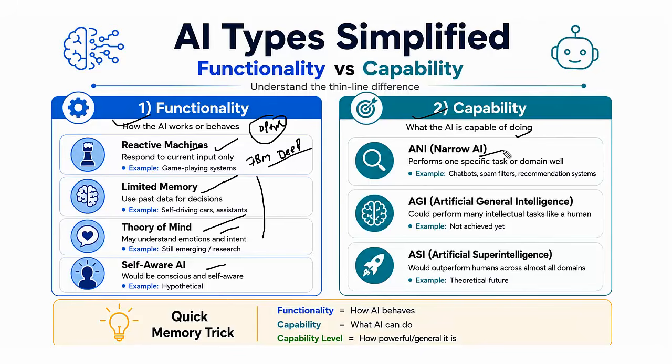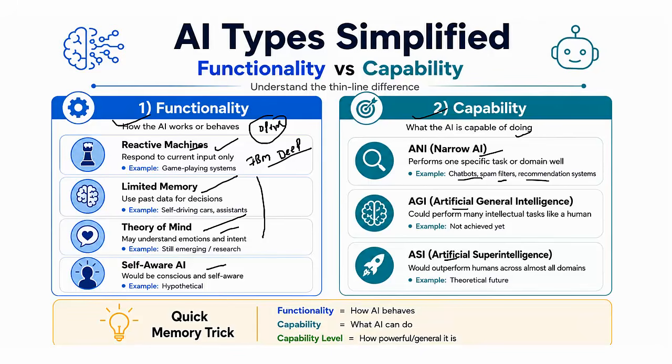When we're talking about ANI, which stands for artificial narrow intelligence, it performs one specific task or domain. Examples are chatbots, spam filters, recommendation systems, and all that. It was exclusively designed for that. Second is AGI, artificial general intelligence, which can perform intellectual tasks like a human across many domains. Currently, it is still half done by ChatGPT, but not completely. And third is ASI, which is again only in theory.